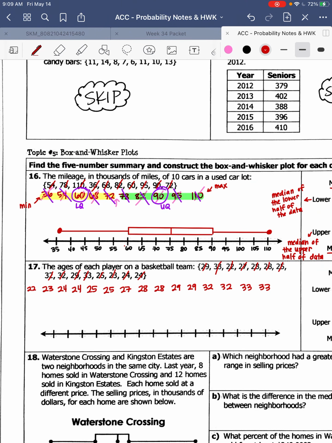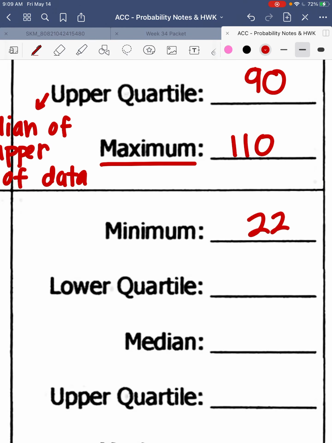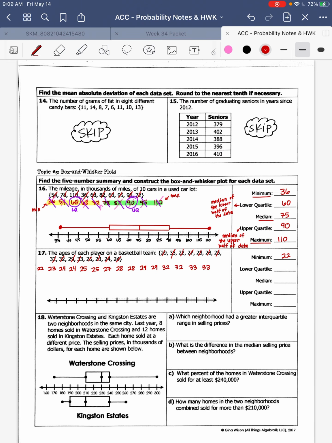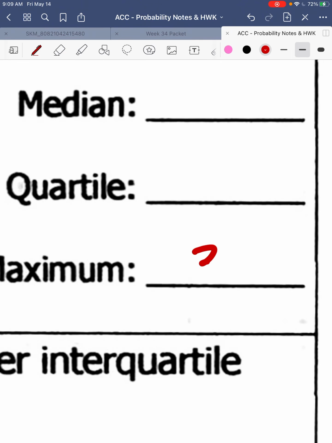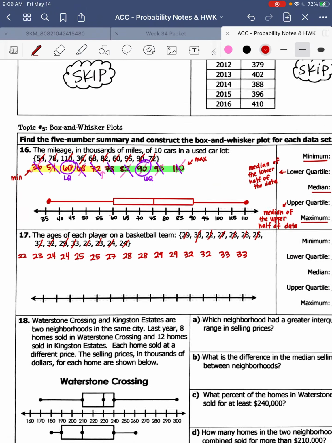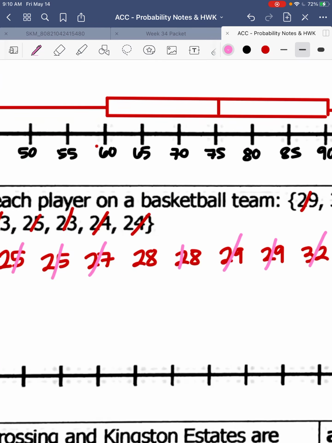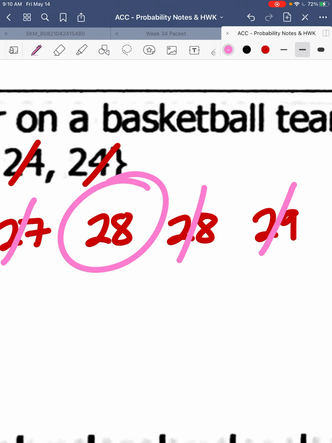Okay, so looking at this, it's easy for us to spot our minimum. Our minimum, the smallest number, is 22. And our maximum is the biggest number, it's 33. So let's now find our median, the middle of this data set. So I'm going to cross off one number from each side and work my way towards the center. And I find that this number right here is my median, 28.